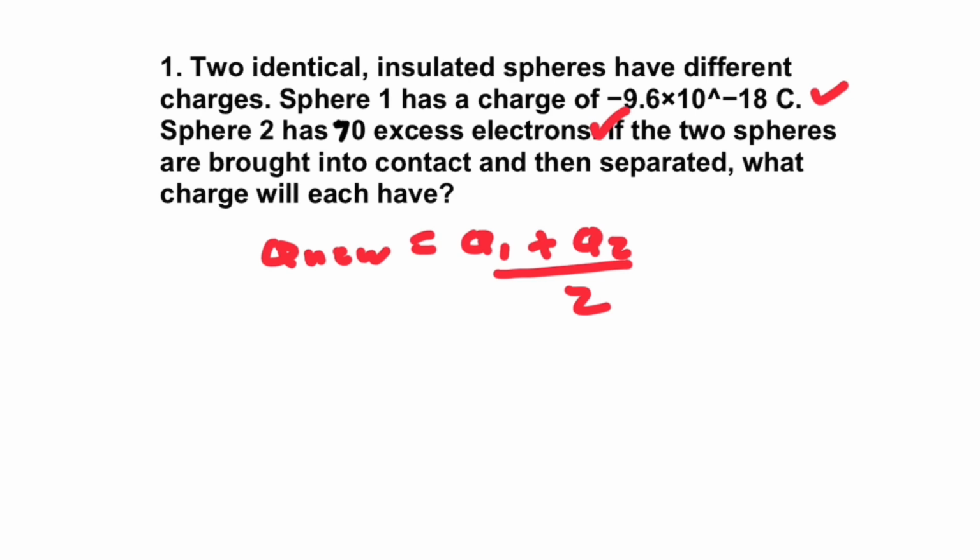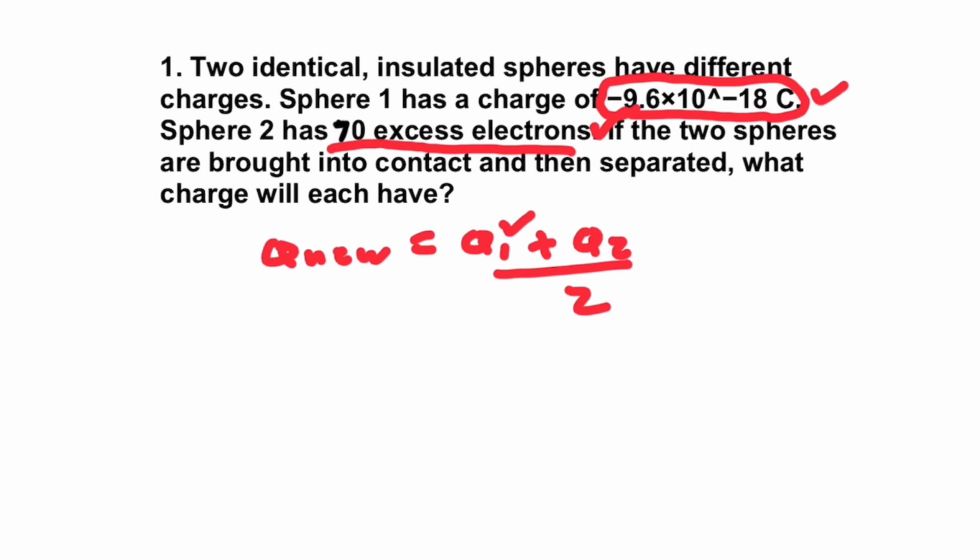So we have sphere 1 and sphere 2. Sphere 1 has a charge of minus 9.6 times 10 to the minus 18 coulombs, so no problem there whatsoever. We can just go ahead and substitute that in place of Q1. Let's take a look at sphere 2. For sphere 2, we are not given the charge. We are given the number of electrons in excess, so we have to calculate the charge ourselves. If we have the number of electrons in excess, we can calculate the charge using the principle of charge quantization. So let's go ahead and do that.